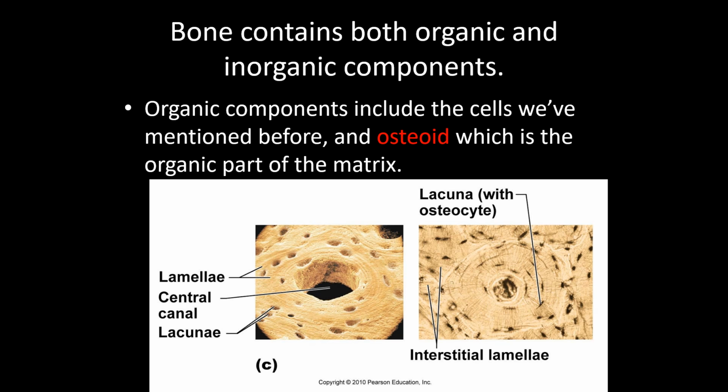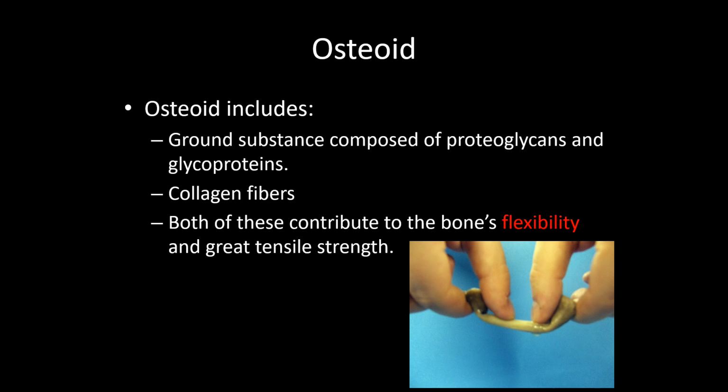So the osteocytes that live inside the lacuna, which are these little black lines that you see here, those cells are also part of the organic components of bone. The osteoid matrix that was organic that I described earlier, again, collagen fibers are going to be a huge part of that, but it's also the ground substance.